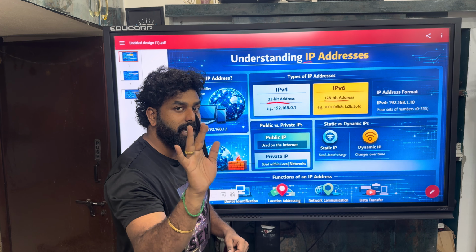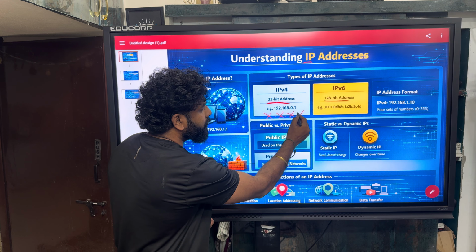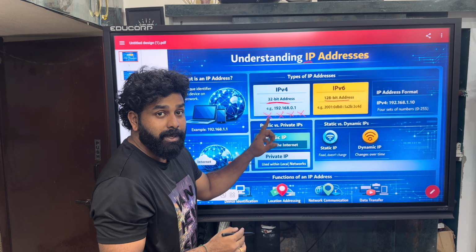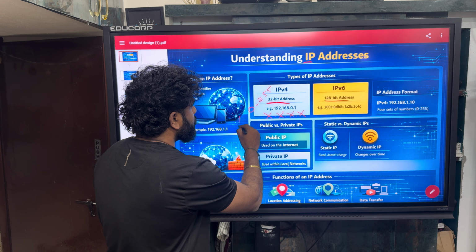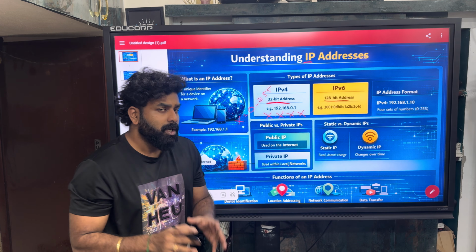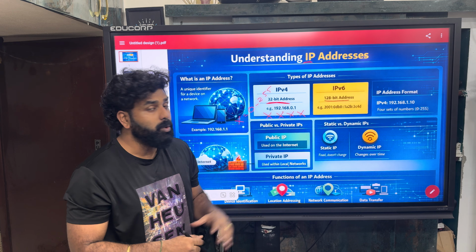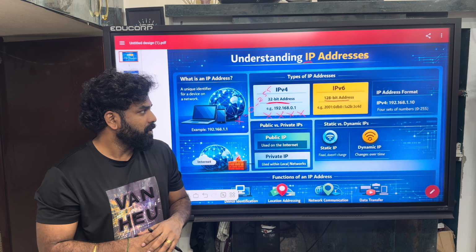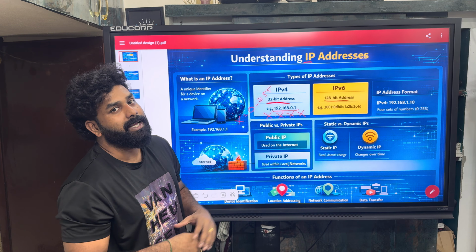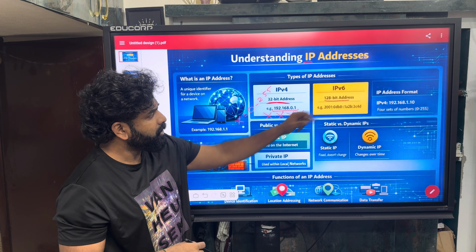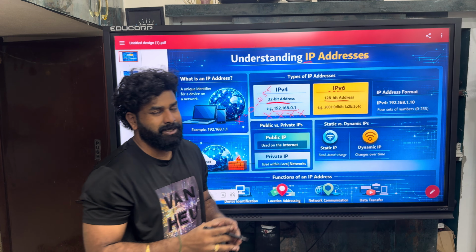An IP address normally has 4 numbers. Very simple. It has x.x.x.x, and each x can be in the range of 0 to 255. So an IP address has 4 numbers and each has to be in the range of 0 to 255. So 192.168.0.1 is an IP address. Easy. Now talking about IPv6 address, Internet Protocol version 6.